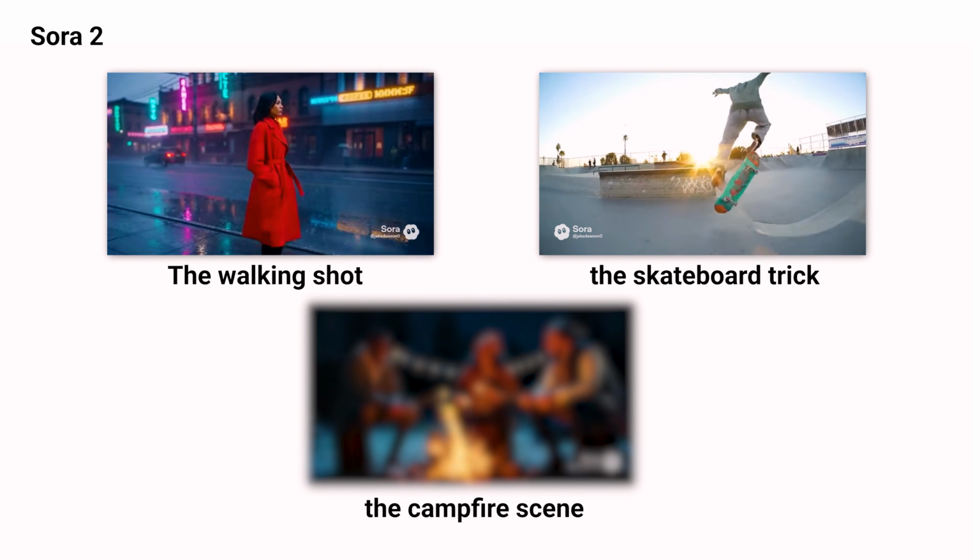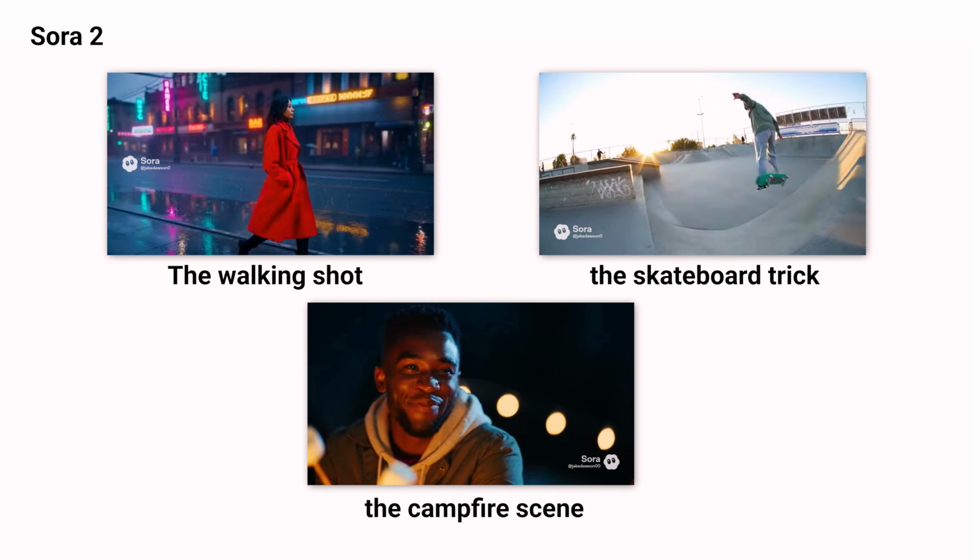The runner-up is Sora 2. It won 3 rounds, and those wins were physics-heavy scenes. The walking shot, the skateboard trick, and the campfire scene. When motion and physics matter, Sora's the best. And Kling came in 3rd.